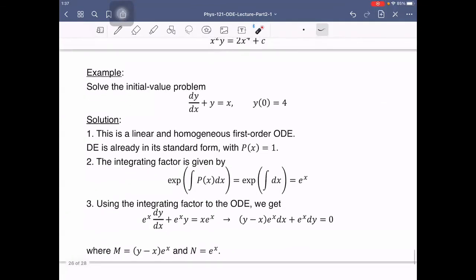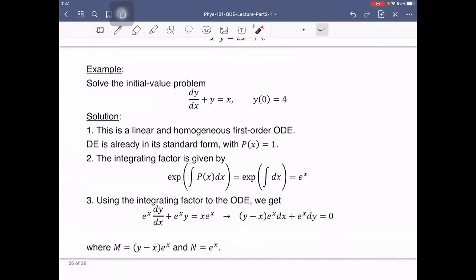Okay? So another example. So now let's use some initial value problem. Meaning, we are considering the function with some value na. No? Halimbawa, we have dy over dx plus y is equal to x, where y of 0 is equal to 4.